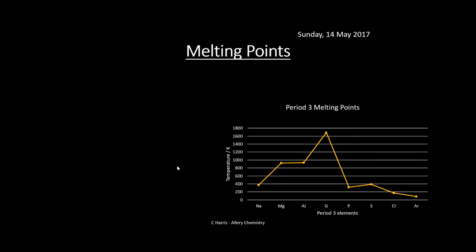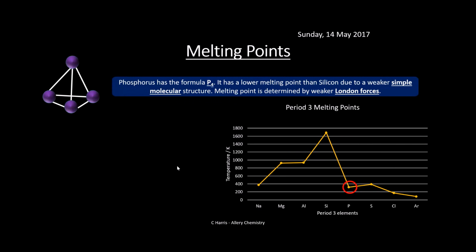Okay, so let's have a look at the next element. Phosphorus is a massive crash down. So phosphorus has the formula P4, with a much lower melting point than silicon. It has a weaker, simple molecular structure. All it has is weaker London forces that hold these molecules together, and it doesn't take much energy to break those forces. And so that's why the melting point of phosphorus is much, much lower.